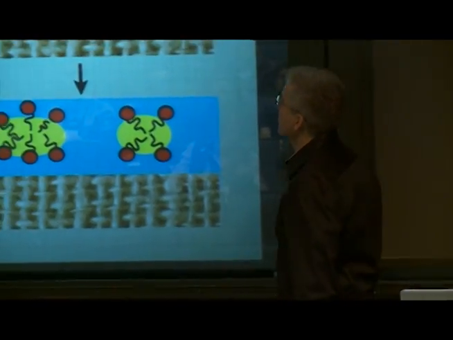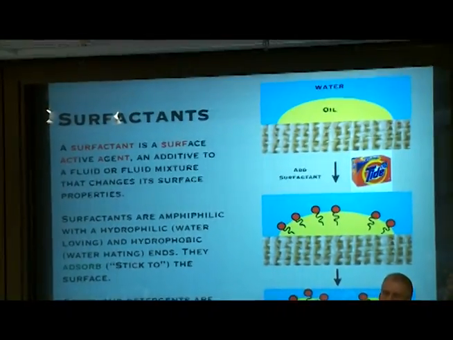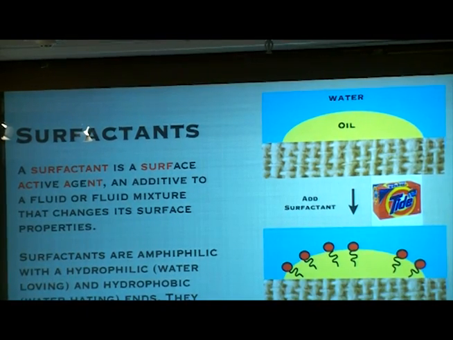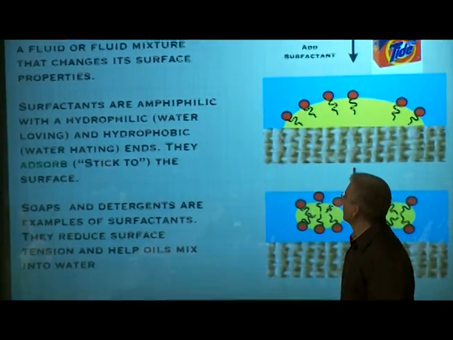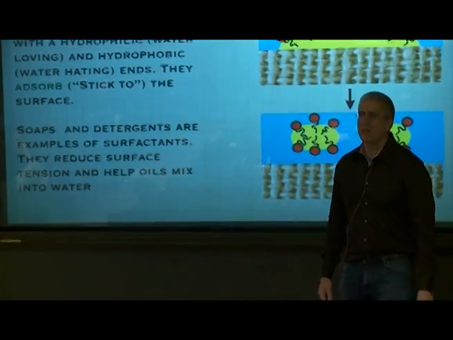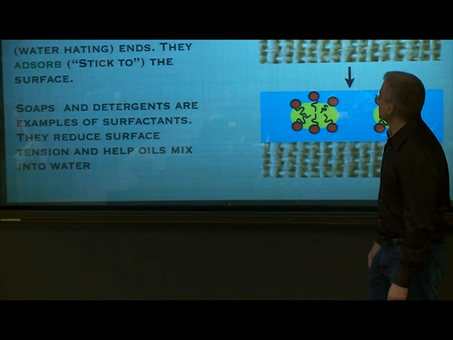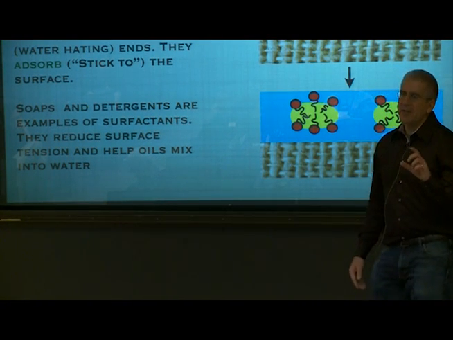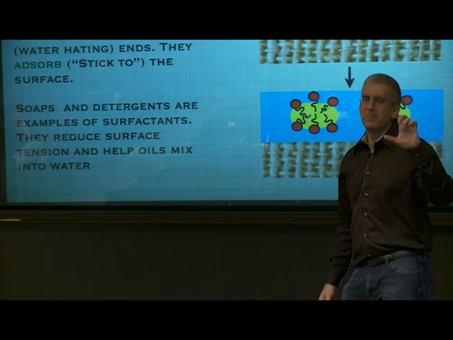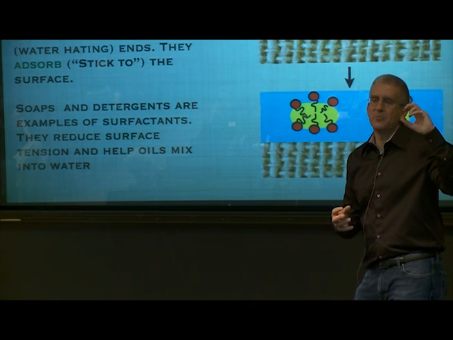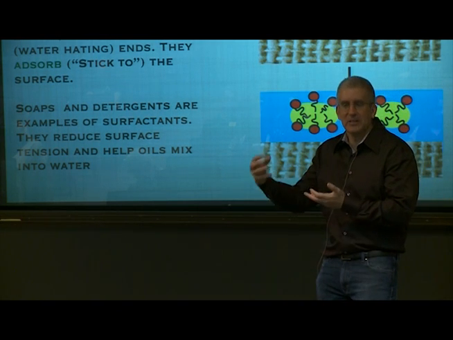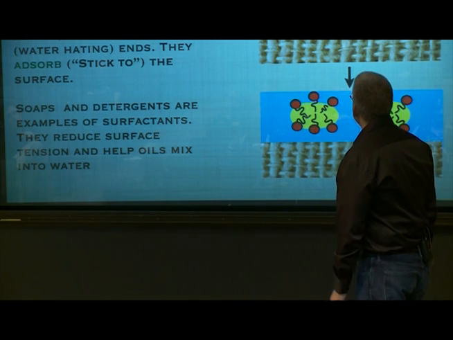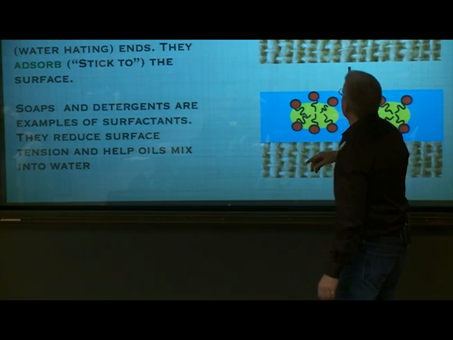So what is a surfactant? It's a portmanteau word that comes from surface active agent. A surfactant is an additive to a fluid or fluid mixture that changes its surface properties. Generally, surfactants are long molecules. They have a hydrophilic end and a hydrophobic end. They have a piece that wants to stick to the fluid and a piece that sticks out of the fluid. And they orient themselves on fluid interfaces.